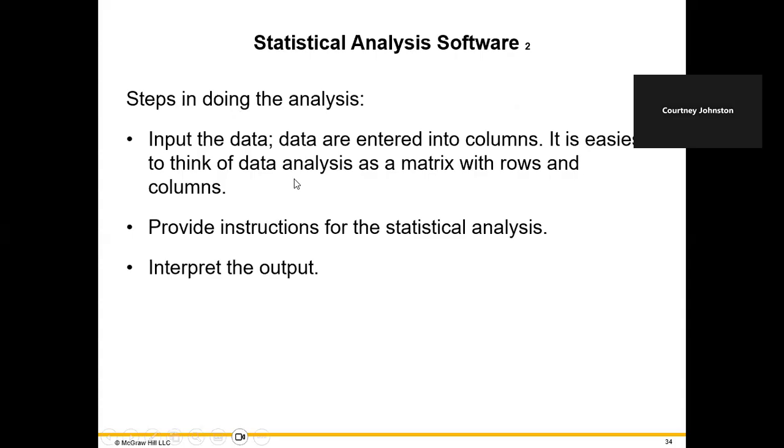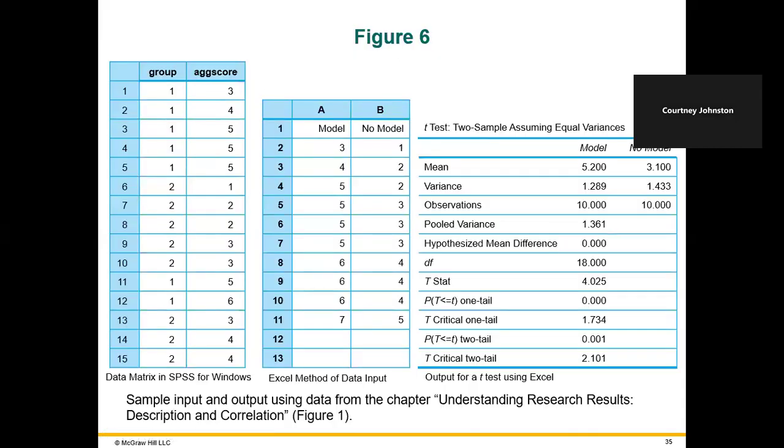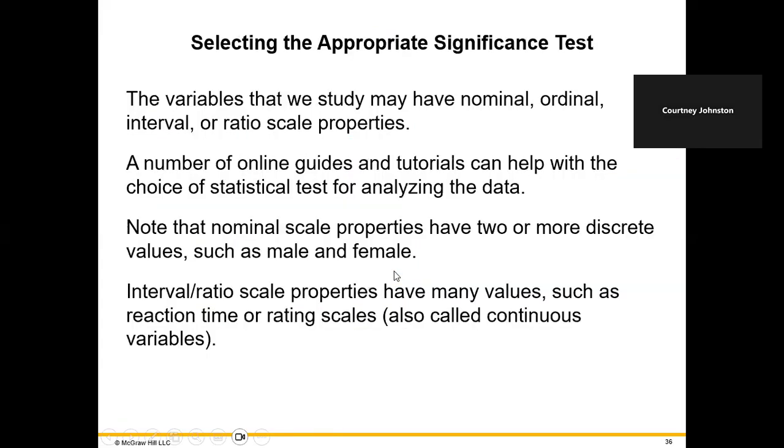And steps in doing the analysis: you input your data into Excel, you upload it into JASP, data are entered into columns. It's easier to think of data as a matrix with rows and columns. Then we will give instructions for the statistical analysis, and you will then interpret the output, which we will do together. Here's some of the input and output. This is what your Excel sheet would look like. And this is, for example, the information that would be kicked out from JASP.